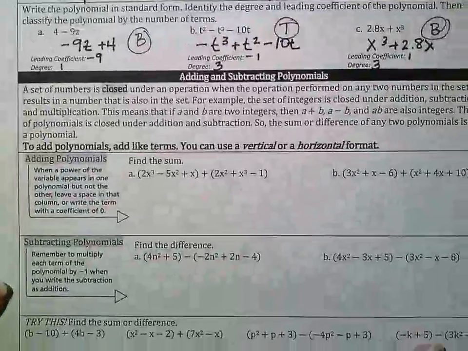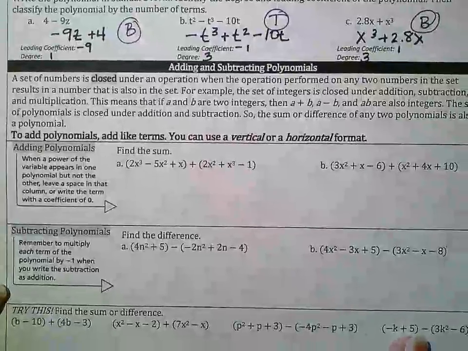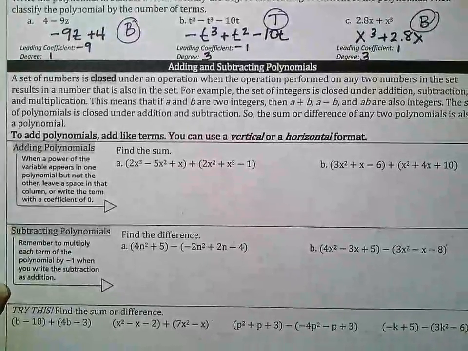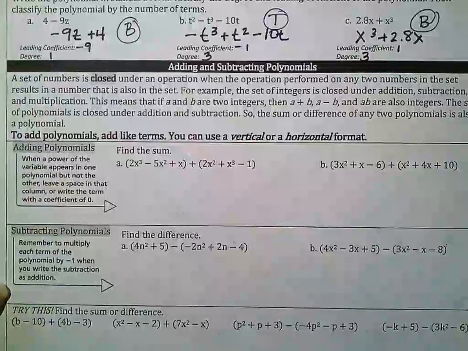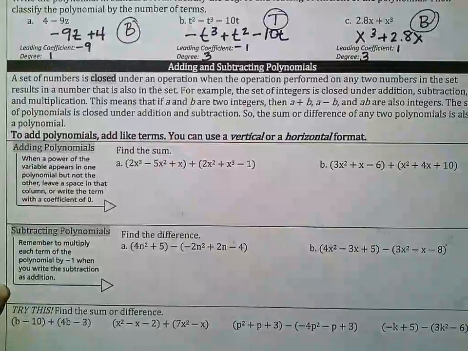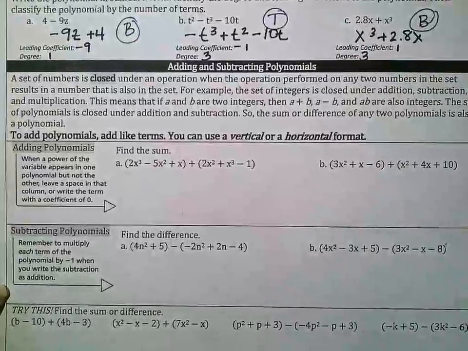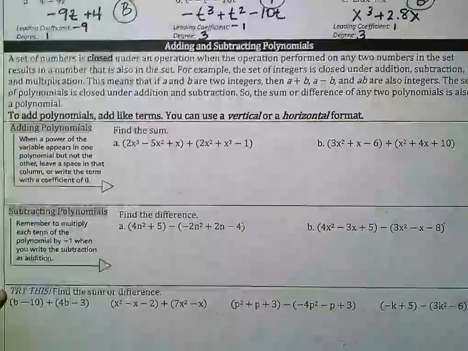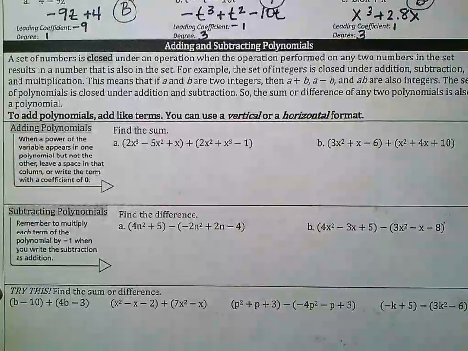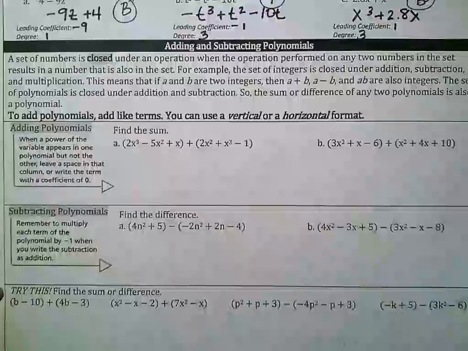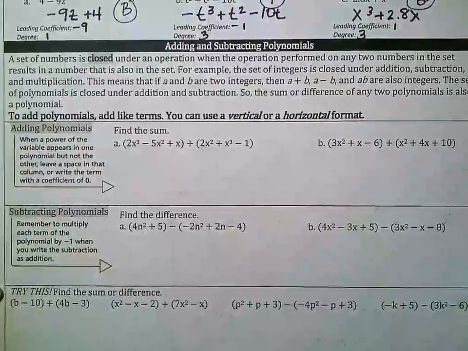So the set of numbers is closed under an operation when an operation performed on any 2 numbers in this set results in a number that is also in the set. So it's considered a closed operation. So to add polynomials, you just add like terms. There's different ways of doing this. You can use vertical or horizontal. I don't really suggest vertical.